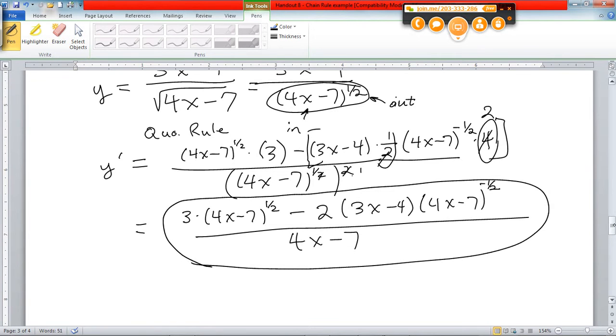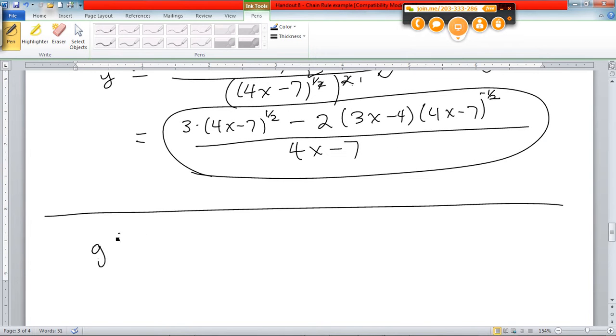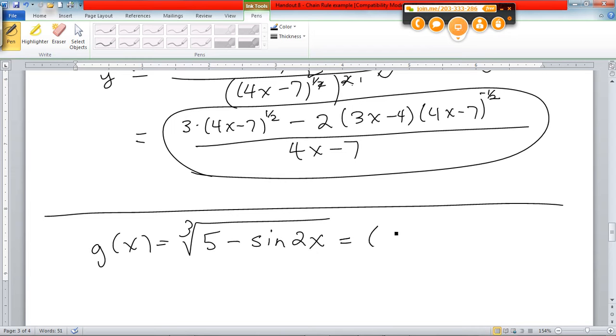Okay? Because I wanted to show you one more real quickly here. What about g of x equals the third root of 5 minus sine 2x? Third root of all of 5 minus sine 2x. What's the first thing you see? Make that a 1/3 power. Yeah, so 5 minus sine 2x, make that 1/3 power instead of cube root.